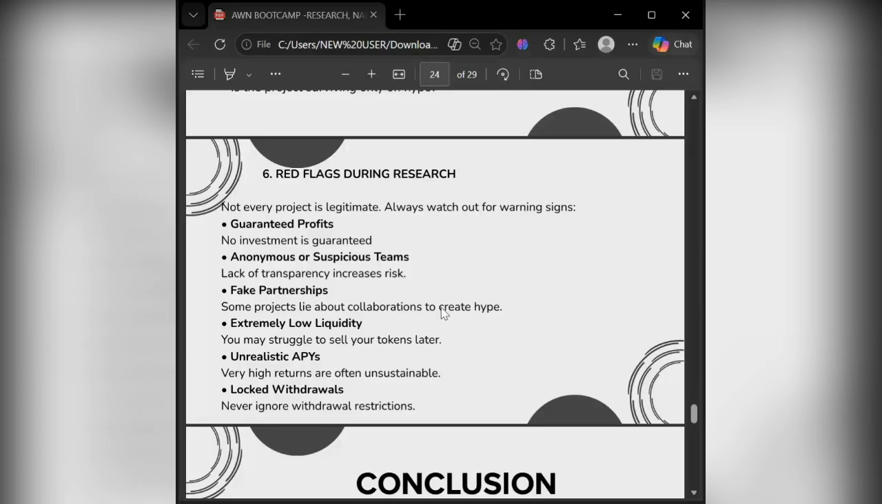Unrealistic APYs. I hope you know what APYs mean. Unrealistic APYs, very high returns are often unsustainable, especially for those of them that are doing staking or in the pool. Right? I tell you that in the year you get 150%. I remember staking Cake that year for 12% annually. So you receive 300% APY. As in a year, you're getting 300%.